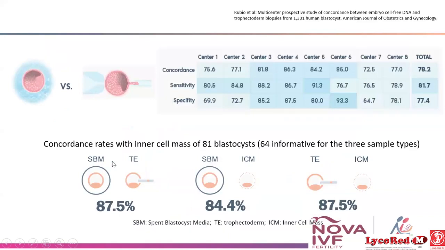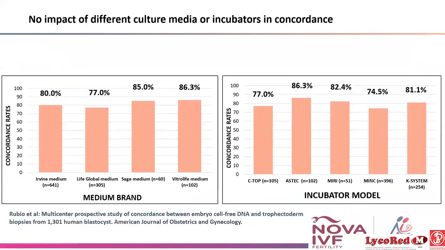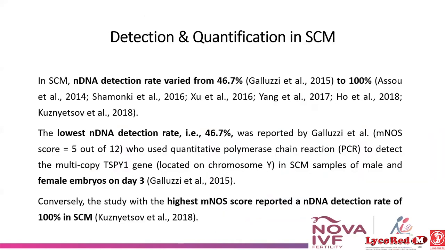What they observed was that the concordance rate between spent blastocyst media and the trophectoderm was 87.5%, spent culture media with the ICM was 84.4%, and trophectoderm and ICM was 87.5%. They also checked different media supplied by different companies like Irvine, LifeGlobal, and Sage media, and also different incubators like Astec and Miri, and they observed there is no difference between any media or any incubator you use. The concordance rate remained the same.